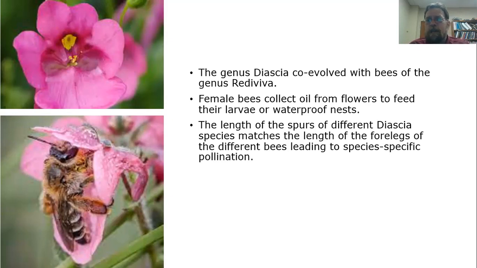And the leg shape of the bees, or the leg length of the bees, will match the length of the spurs for different Diascia species, just to really kind of hone in that only those bees can pollinate those flowers. So it's a really interesting example of where two groups of organisms have evolved together to cooperate.